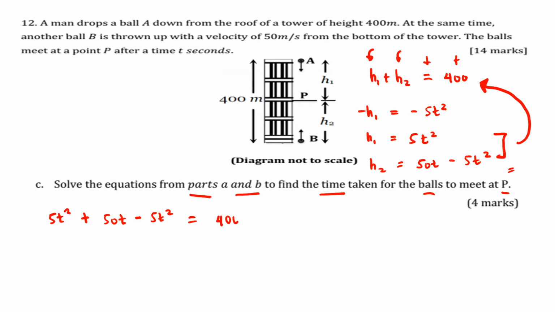So 400. And let's simplify this equation. 5T squared, which is our H1, minus 5T squared here, so that cancels out. So we have 50T is equal to 400. Let's divide both sides by 50 to solve for T. And T is equal to 8 seconds. And this answers part C.